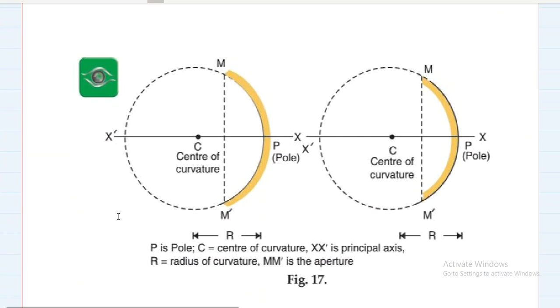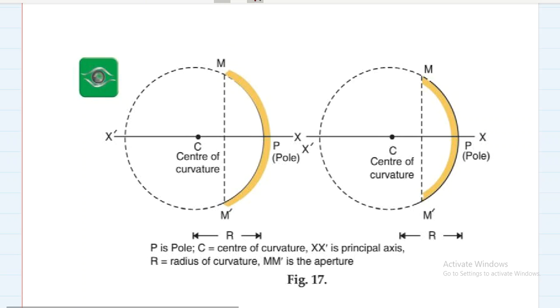Now let's come to some definitions or some terminologies related to spherical mirrors. Now these definitions must be memorized. I will help you memorize these definitions. So as you watch this video, these definitions will be easily learnt by all of you. There are a few things which you will notice present in this diagram. We have both the diagrams.